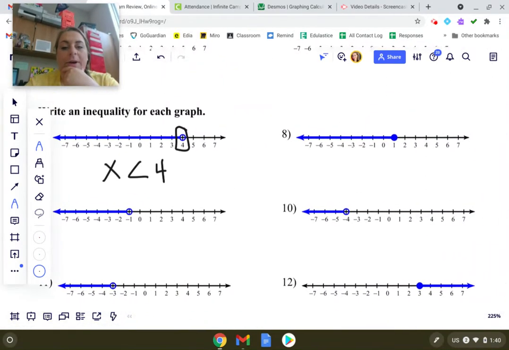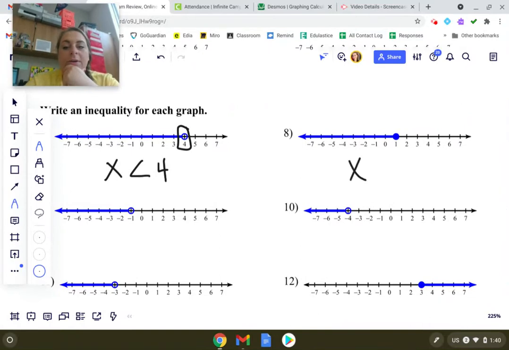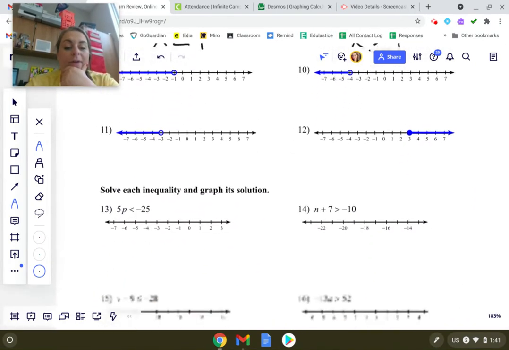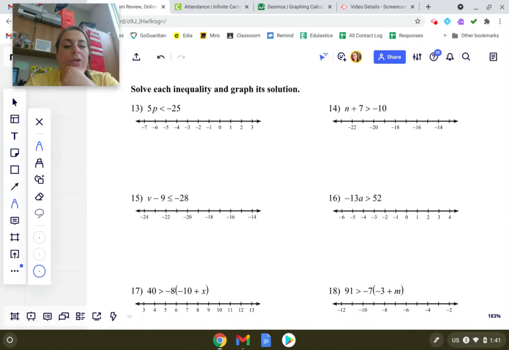Okay, so like for number 8, again, starting with x and starting where my point is, so 1. Again, these numbers are less than 1, but they're also equal to because of that closed circle. Okay, so you'll do 9, 10, 11, 12 the same way. And then once you get to 13, you're going to start solving some stuff.